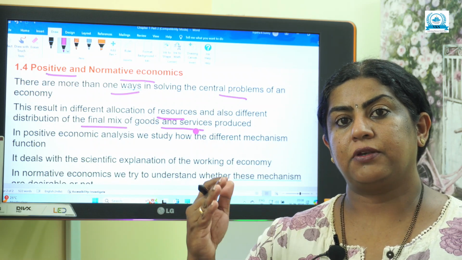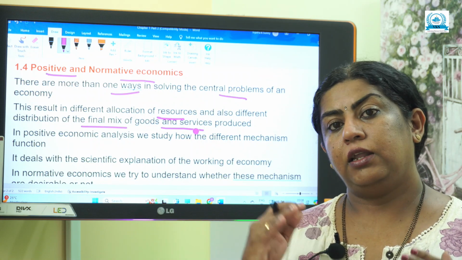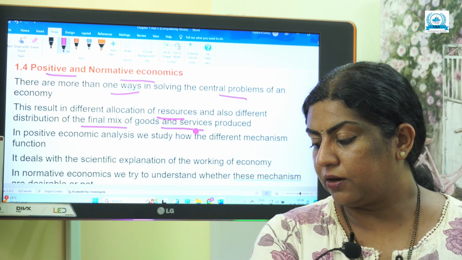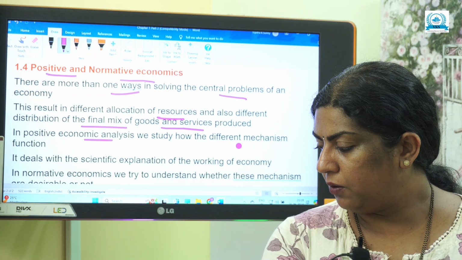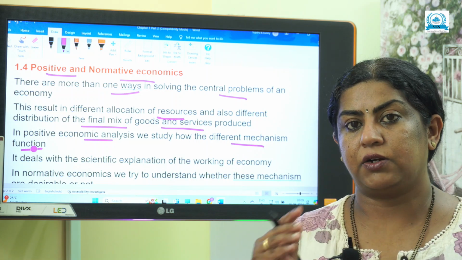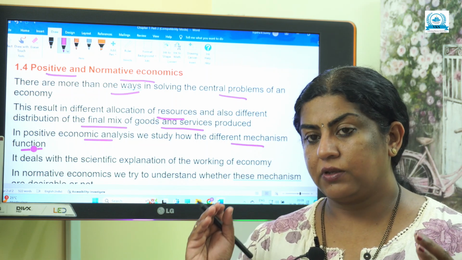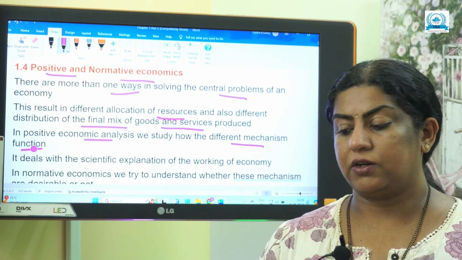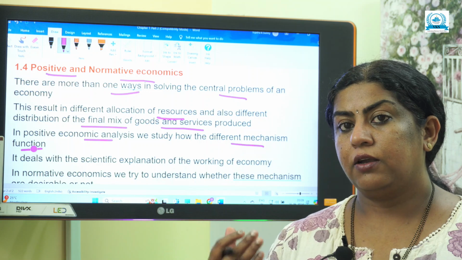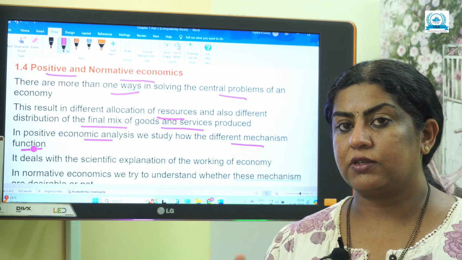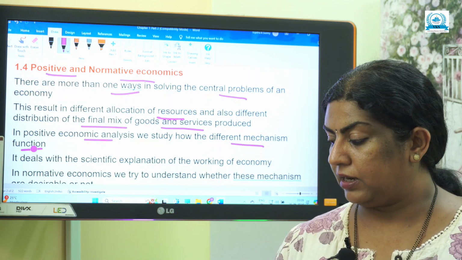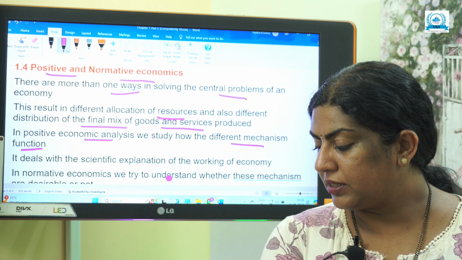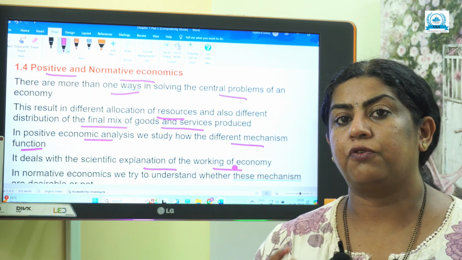So different types of allocation of resources can be done, and different types of distribution of goods also can be done. In positive economic analysis, we study how the different mechanisms function. Here we saw there are different combinations of allocation of resources and distribution. It deals with the scientific explanation of the working of an economy.